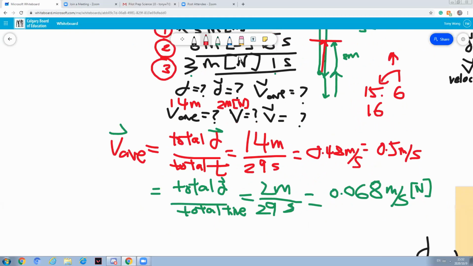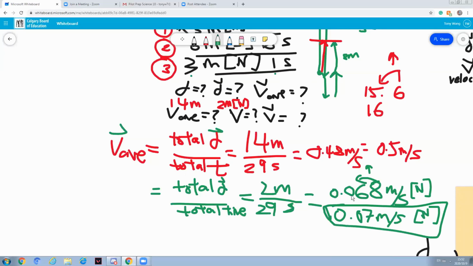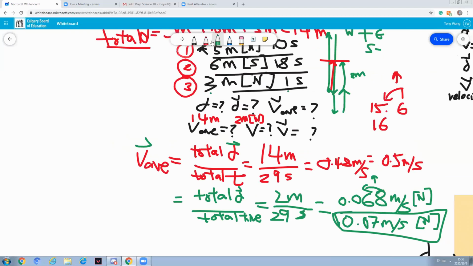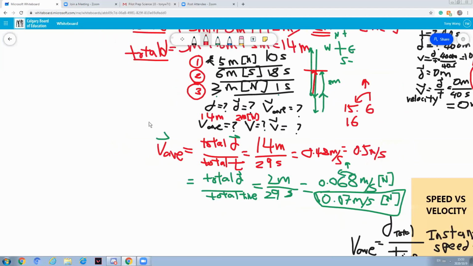So just like here, right? If this is happening and you want to round it to one number, 8 is bigger than 5. So this 8 will round the 6 up by 1, which will turn it into 7. So 0.07 meters per second north is its average velocity. Does that make sense? Like just rounding in general? Do you know how to round things? Okay. All right.